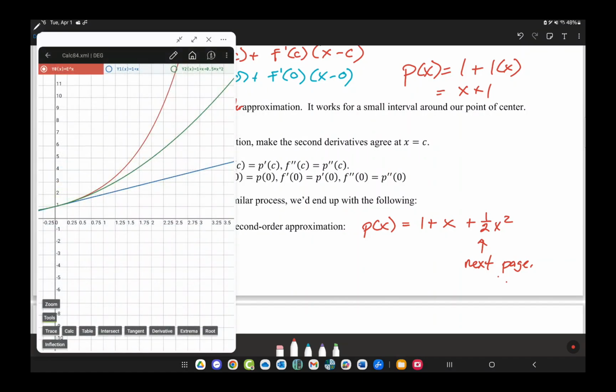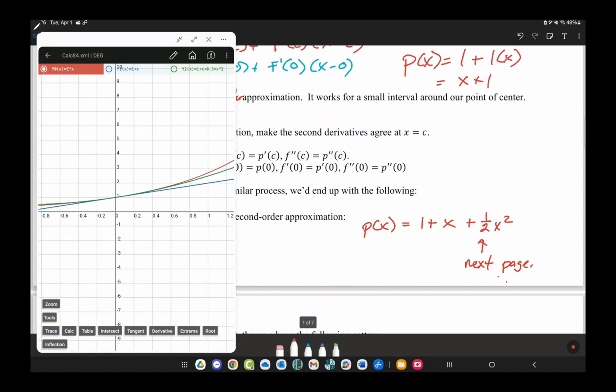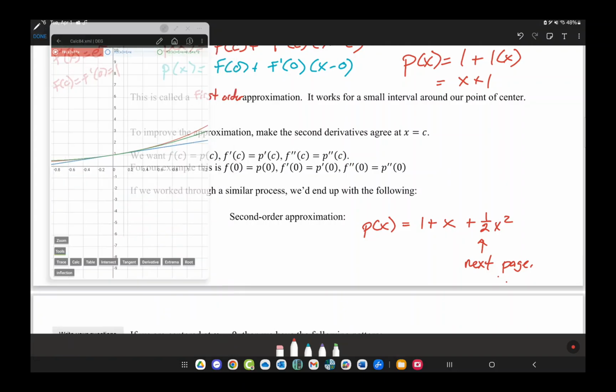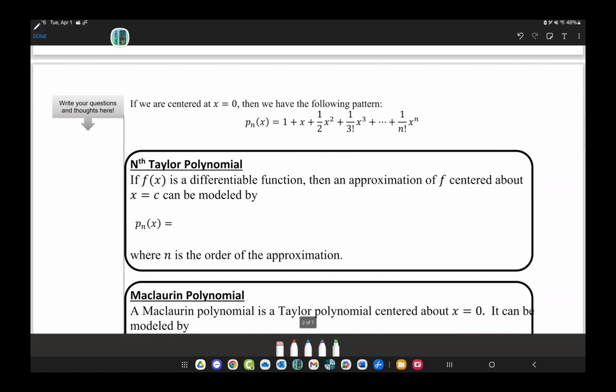So the red is my original function. My blue is my linear function, the tangent. The green is the quadratic. So again, it's getting to be a better approximation. We can kind of see that the green line, my quadratic, is even better, closer even at 1, than my linear function. All right, so let's go to the next page. I'll show you where we're getting our information from.